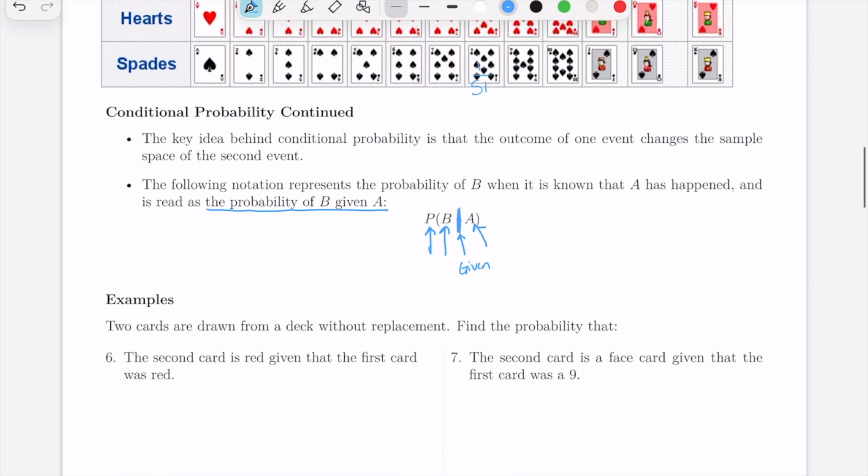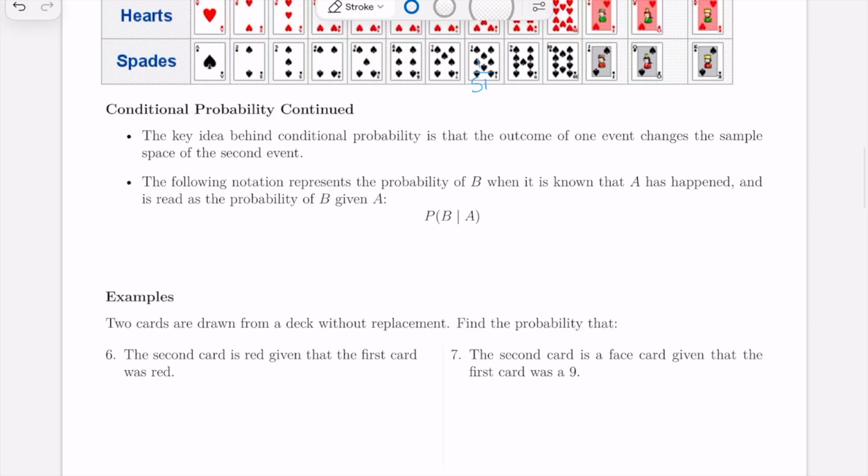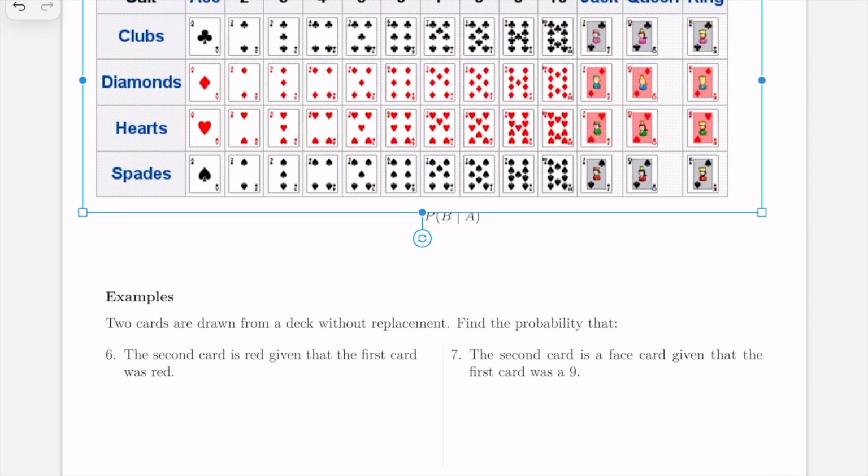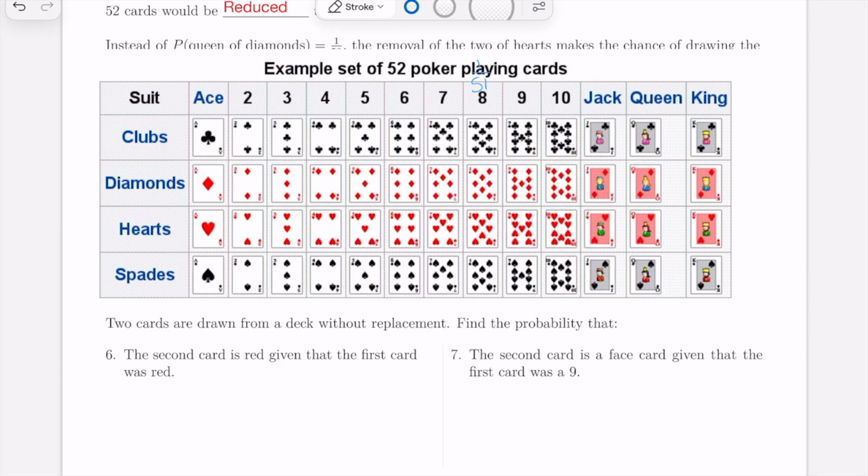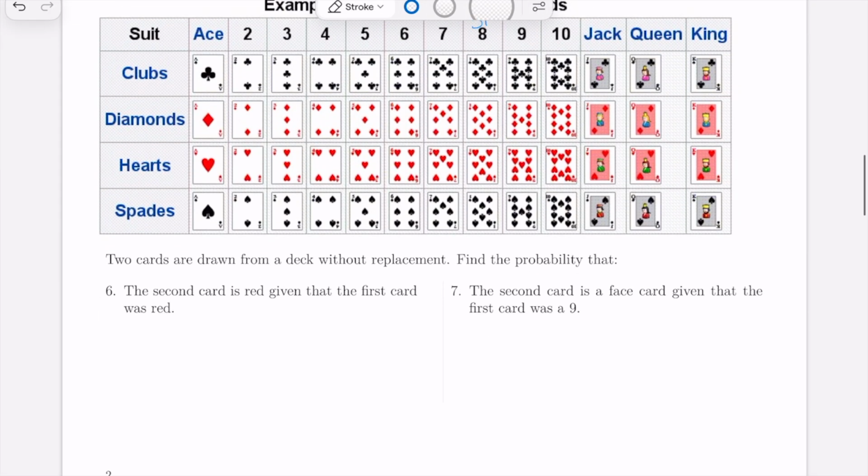Two cards are drawn from a deck without replacement. Find the probability that the second card is red given that the first card was red. Well, let's go ahead and look at our deck of cards. I'm going to bring this down here so that just in case you're not familiar with the deck of cards, you still have access to that. The probability the second card is red given the first card is red. There's a few ways that we could write this, but I might even just write it like this: the probability of a red card given a red card. Okay, that's how you might think of this.